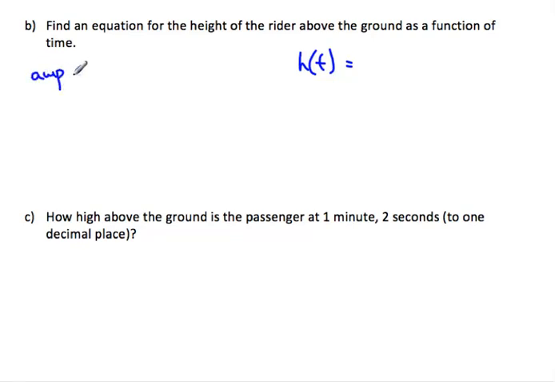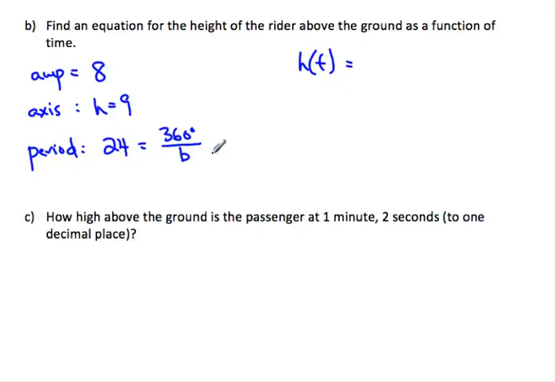The amplitude of the function, if we look back on the graph, is 8. That's the radius of the Ferris wheel, and that's the amplitude of that cosine function. The axis, the line that we drew, is the line h is equal to 9, or you could think of it as y is equal to 9. The period is 24 seconds. And we know that the period has to be equal to 360 degrees divided by the b value that goes in the function. So if I rearrange this, I get b is equal to 360 degrees over 24, which is equal to 15, and I'm going to leave the degree sign off for now.